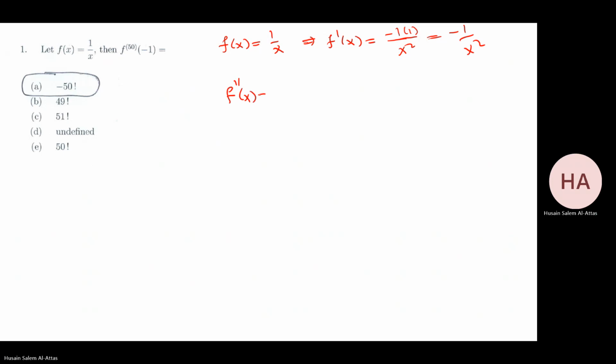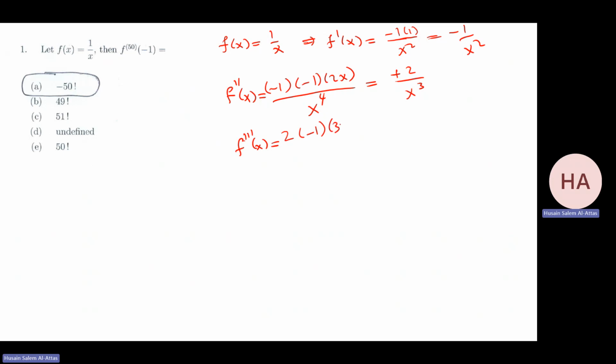Second derivative, it's minus 1 minus 1 times 2x over x to the power 4. So it's plus 2 over x cubed. Third derivative, it will be what? 2 minus 1 times 3x squared over x to the power 6. And that will be minus 2 times 3 over x to the power 4. Or in other words, I can notice it. This is 2 factorial over x cubed. This is minus 1 factorial over x squared. And this is minus 3 factorial over x to the power 4.